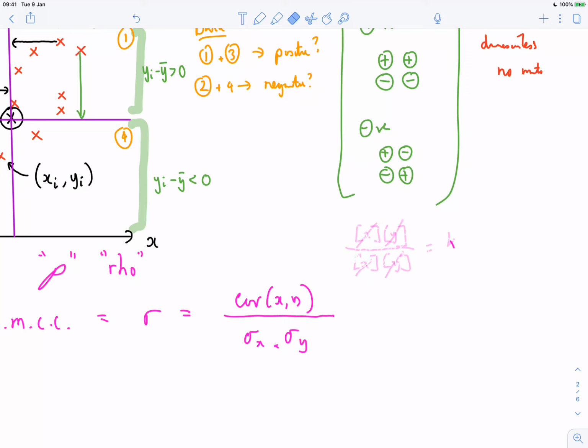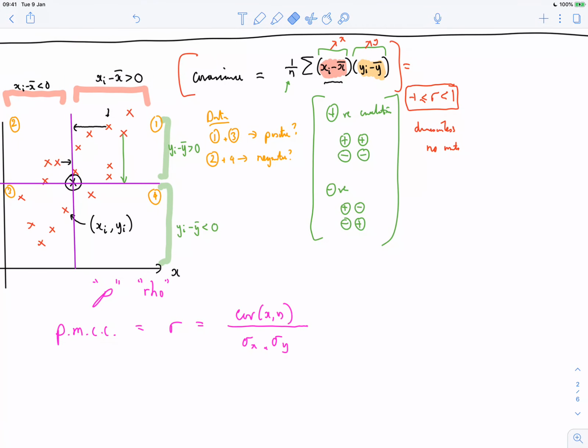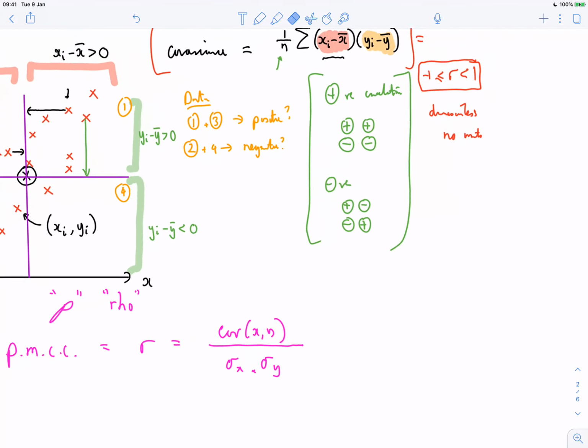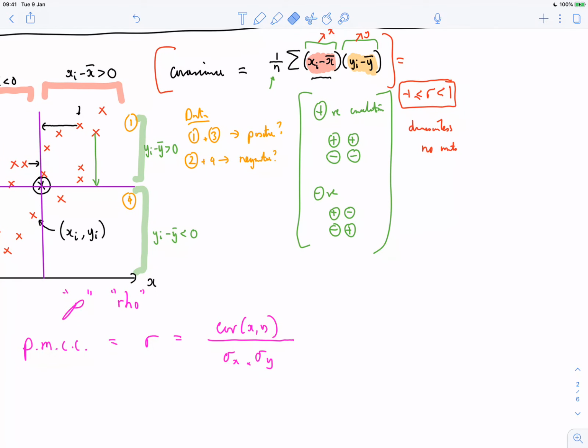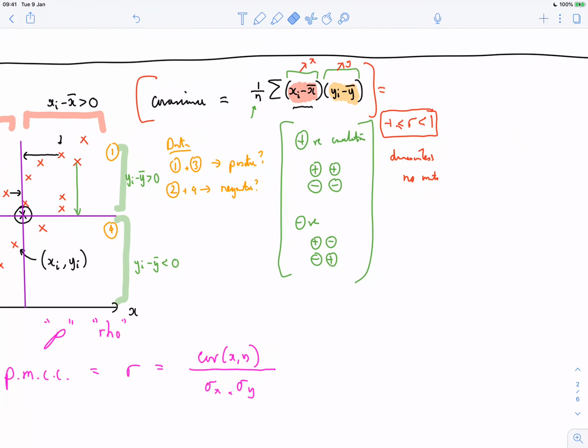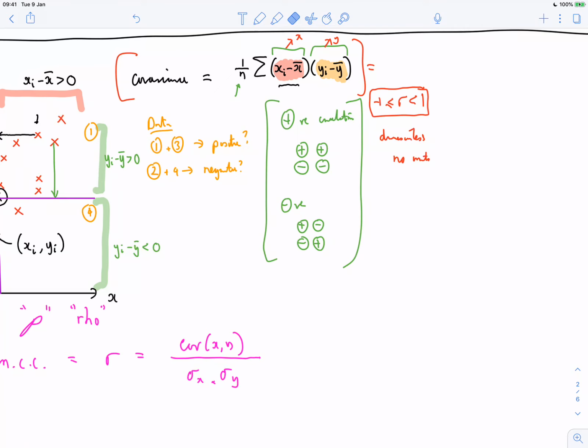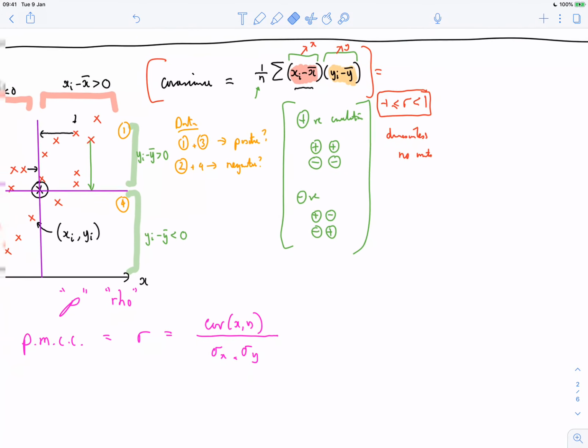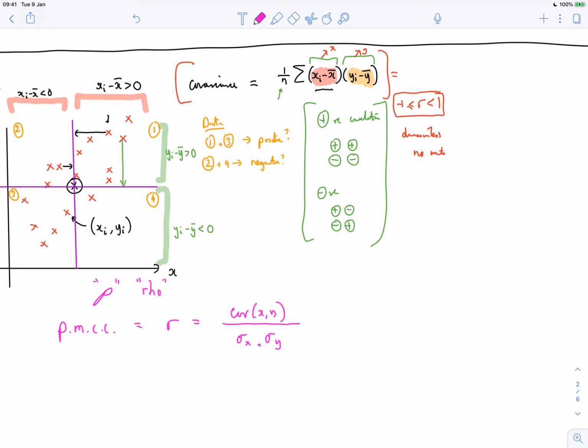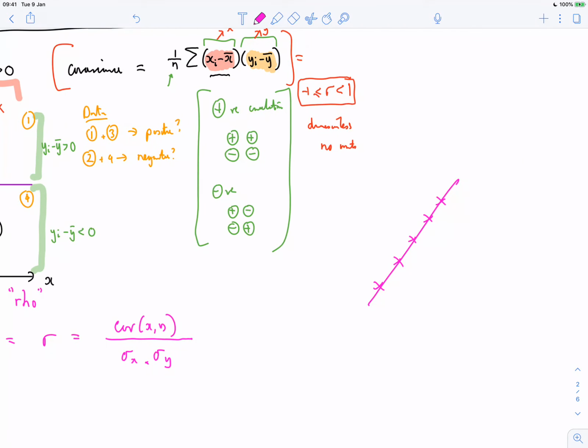Fine. But why would it necessarily spit out a number between minus 1 and 1? Well, let's think about that. What would happen if the data points were all lined up in a straight line, like so? Then think about it. The top would be the sum of xi minus x bar times the sum of yi minus y bar.